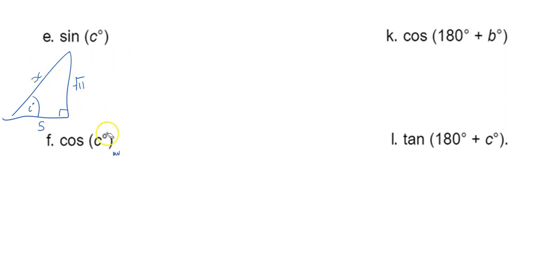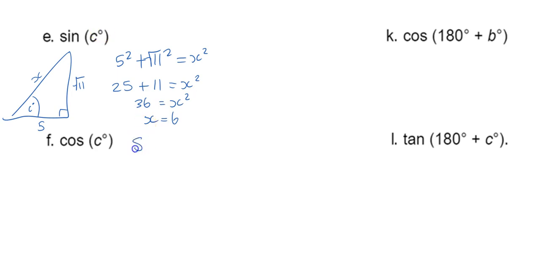So we can go 5 squared plus root 11 squared equals x squared. So 25 plus 11 equals x squared. X equals 6. So sine of C equals opposite over hypotenuse. And that makes cos of C really easy to do as well. We can go cos of C equals adjacent over hypotenuse.